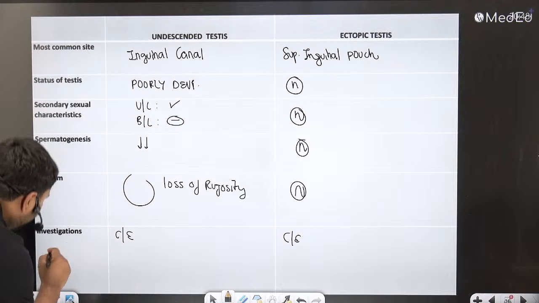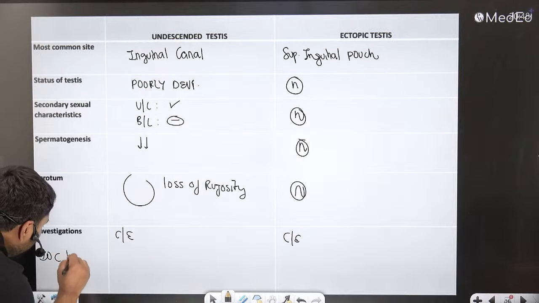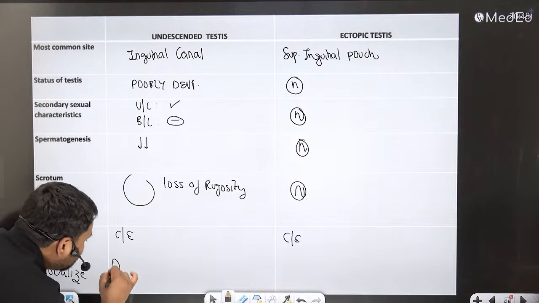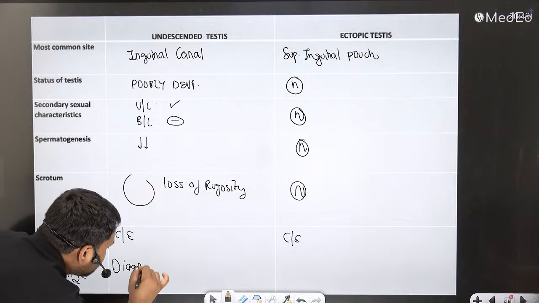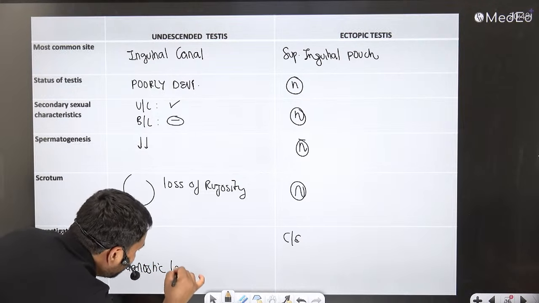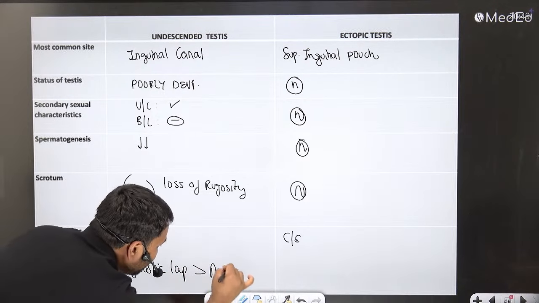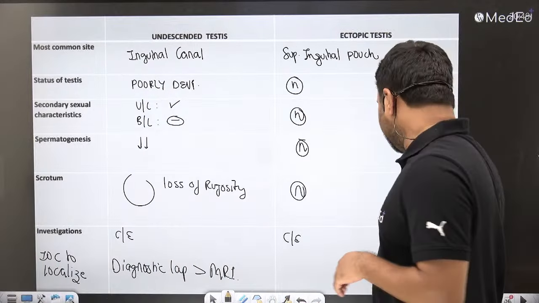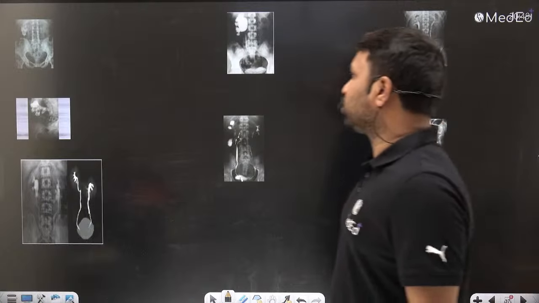But if I say, what is the investigation of choice to localize? The best answer would be diagnostic laparoscopy, preferred over MRI. So these are the components to be seen between the undescended testes and the ectopic testes.